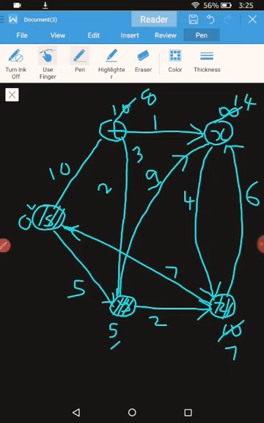We check whether the weight of x, 14, can be reduced if we take the distance from the source through z. The z distance is 7 plus z to x the distance is 6. So 7 plus 6 is 13, which is lesser than 14, so we replace the value by 13. That relax procedure is over. Only one adjacent vertex for z. Then again extract min.